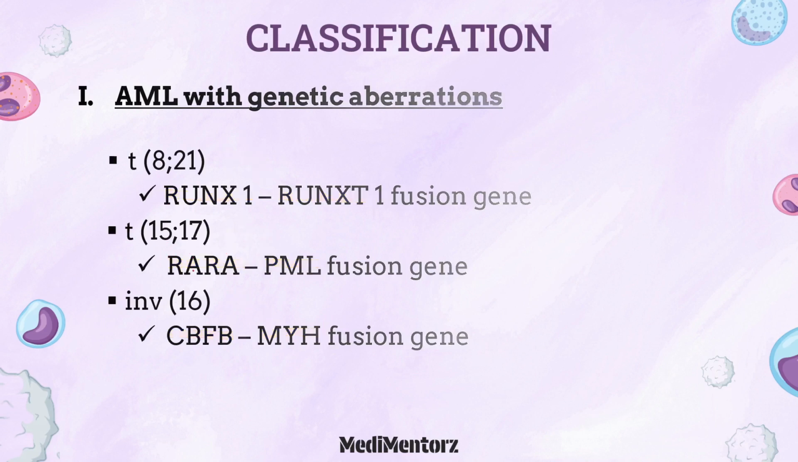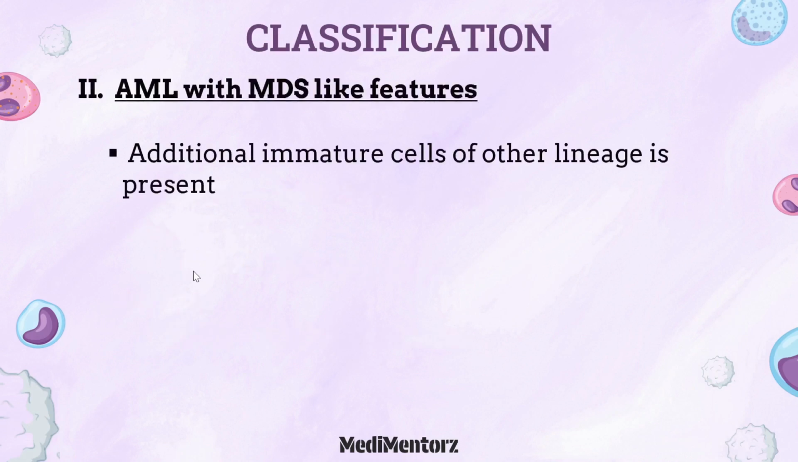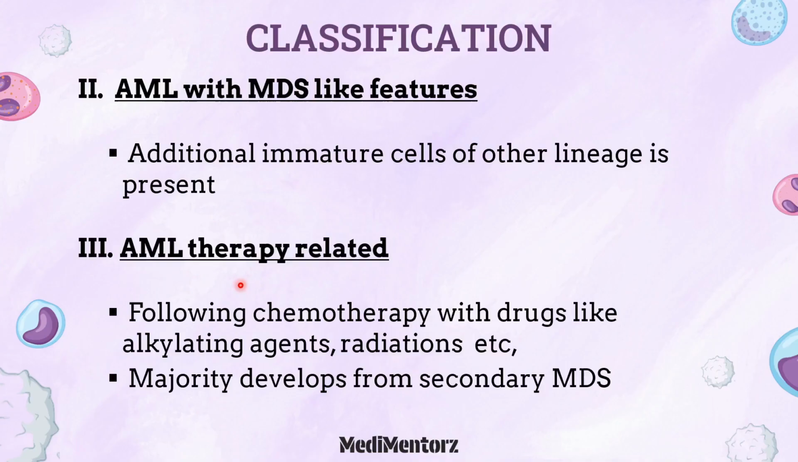Next, moving on to the second group, AML with MDS-like features. In this group, in addition to the immature myeloid lineage, other immature cells of other lineages are also present. And the third group is the AML therapy related. In this, following any chemotherapy with drugs like alkylating agents and radiation will lead to acute myeloid leukemia, and the majority of the AML in this group develops from secondary myelodysplastic syndrome.